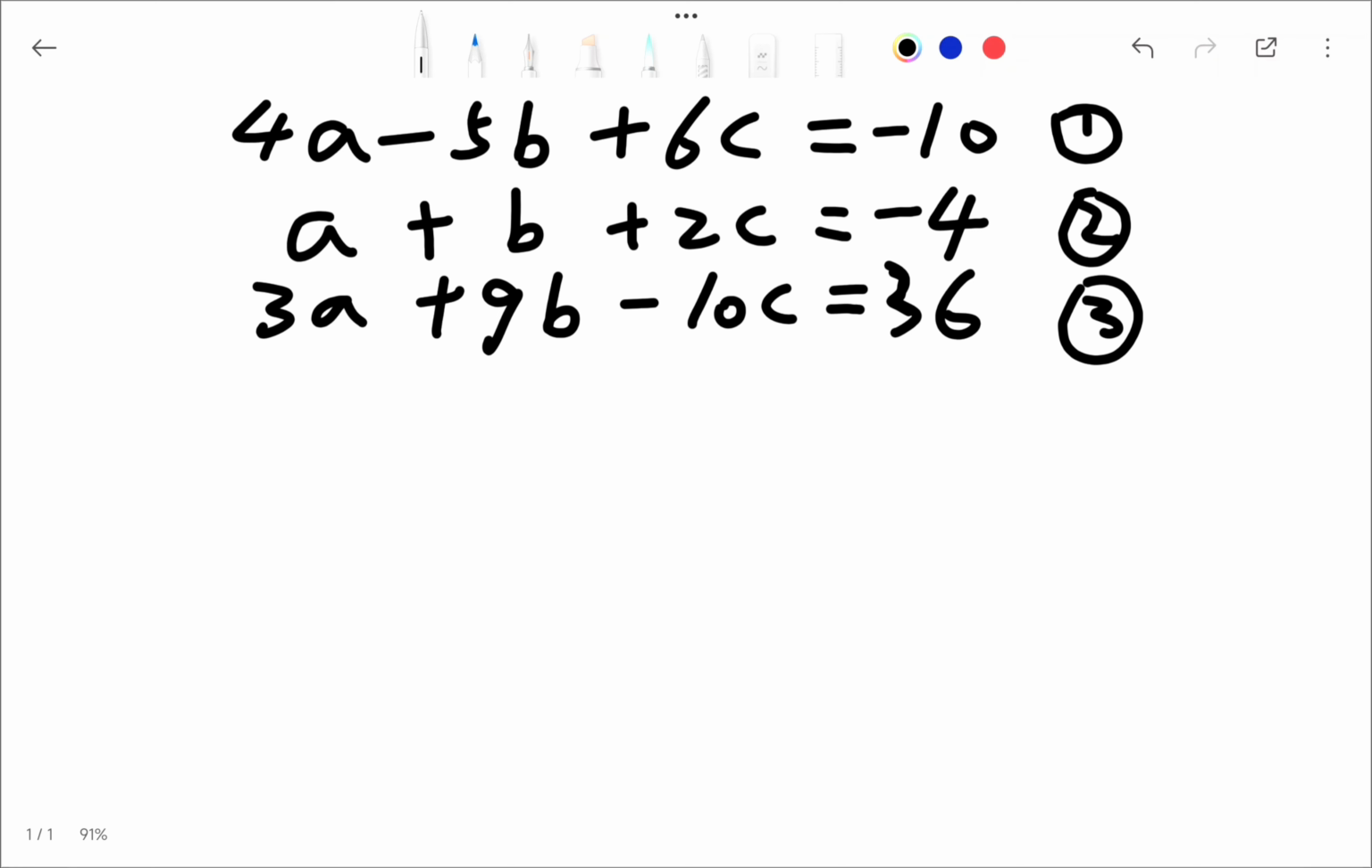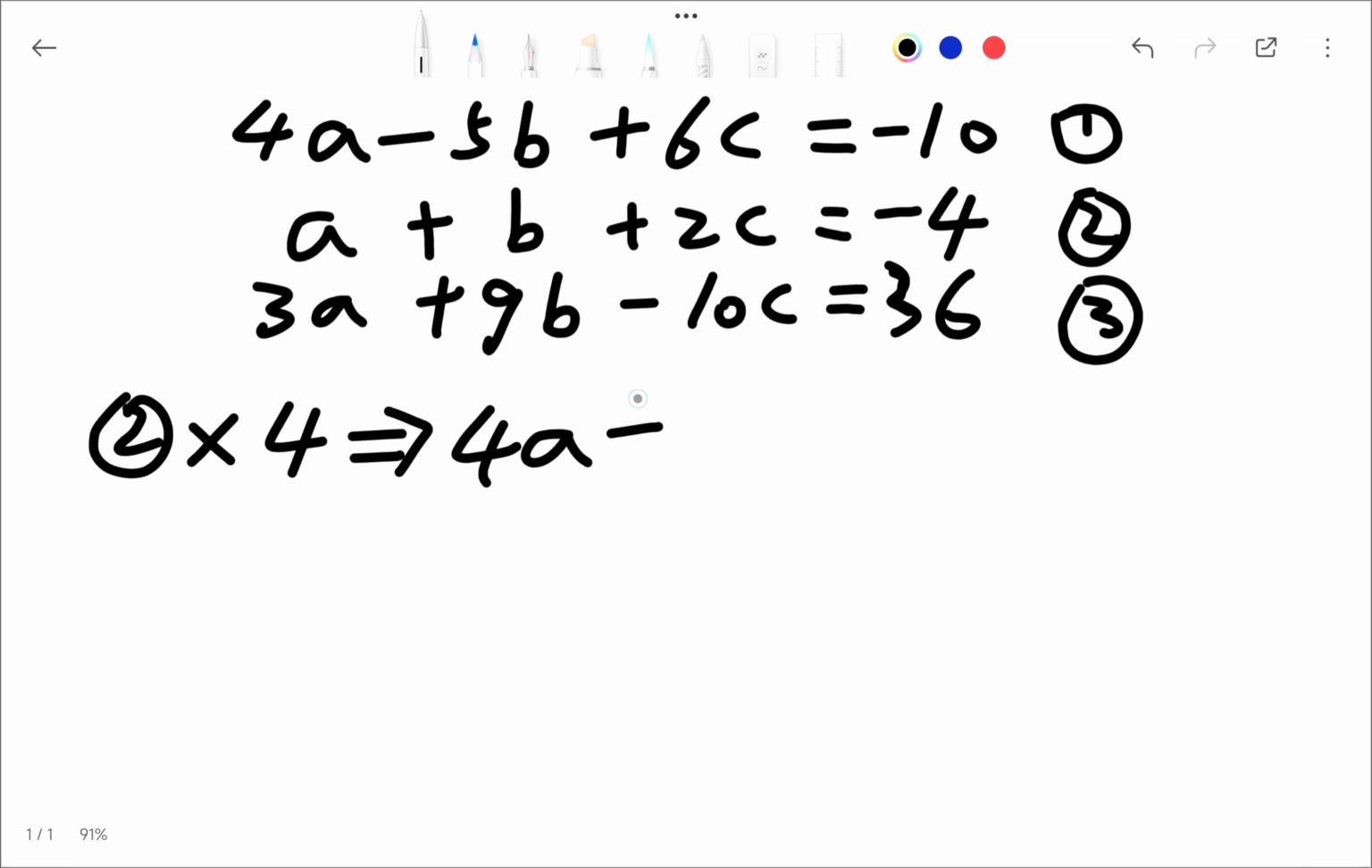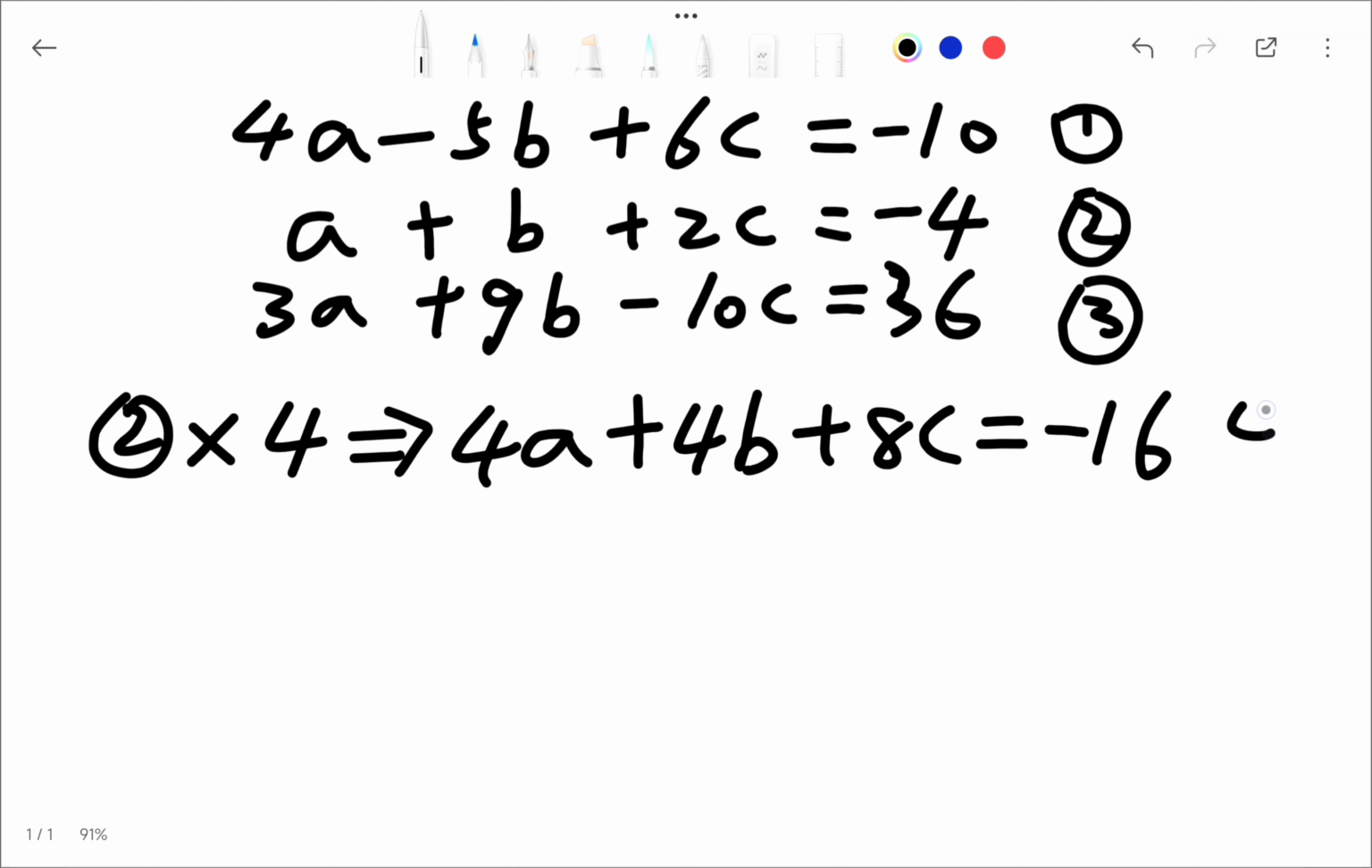Let's say eliminating A, and I'm going to show you in a second. To find the smallest common multiple, we just need to multiply equation 2 with 4. It's quite easy when the coefficient is 1, isn't it? Make sure you multiply everything in the equation with 4. Let's call this equation number 4.